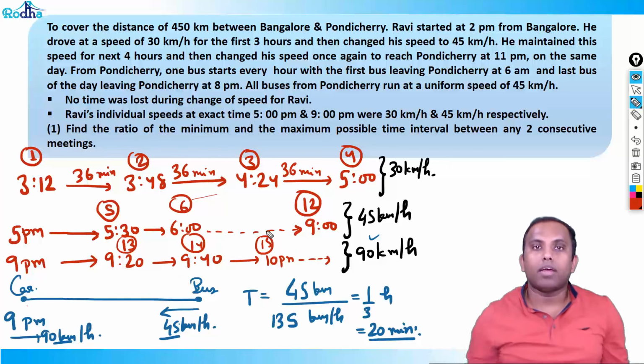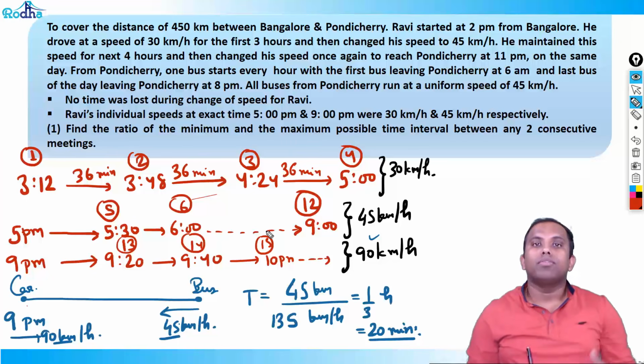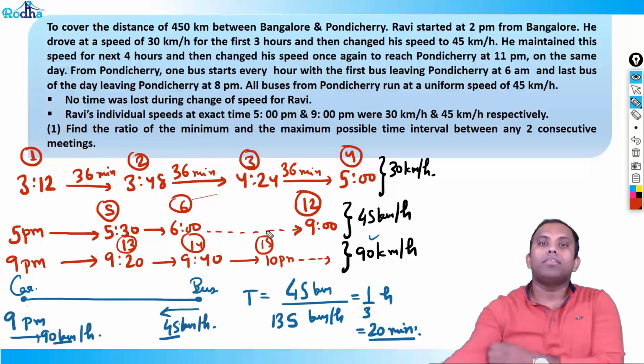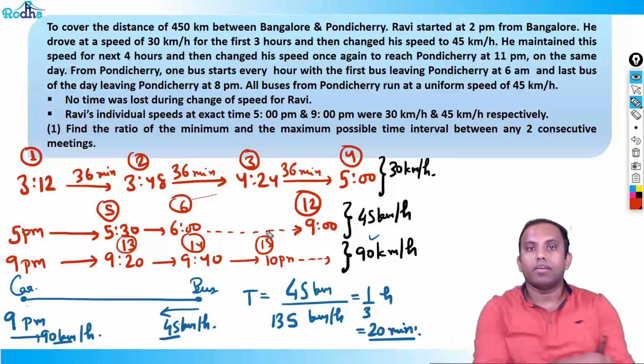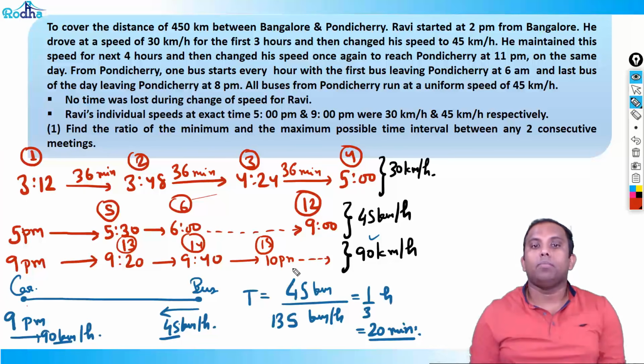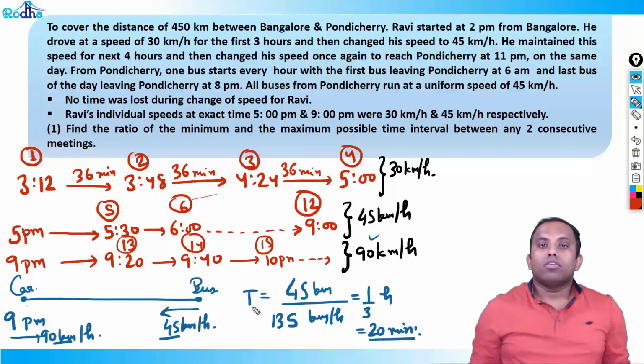Remember the last slide: from 6 a.m. to 8 p.m. buses are constantly running. So how many buses do they have? Only 15 buses. So the 15th bus I'll cross at 10 p.m. That's it, only 15 buses. So this was the whole logic.